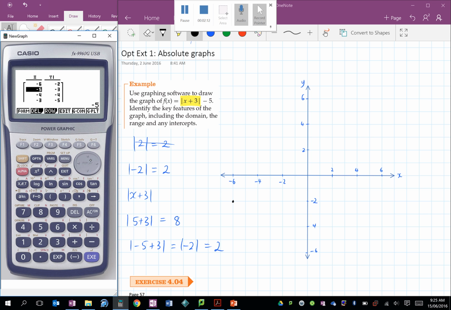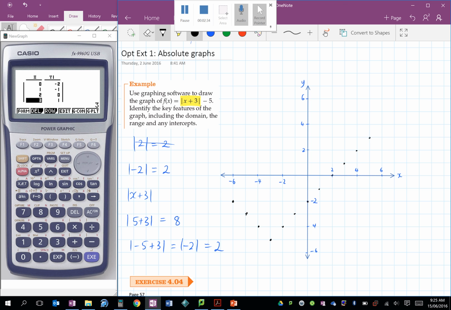Then negative 3. Negative 4. Negative 5. And then at negative 2 you notice it goes back up again. And so that's what it looks like from there onwards.